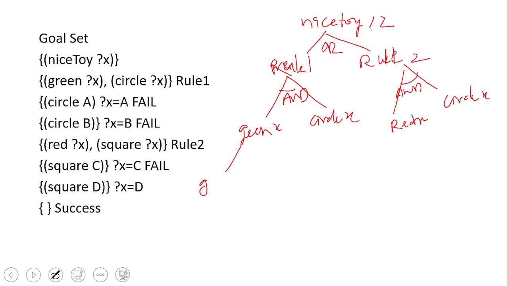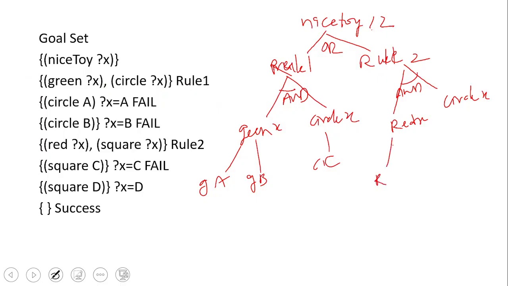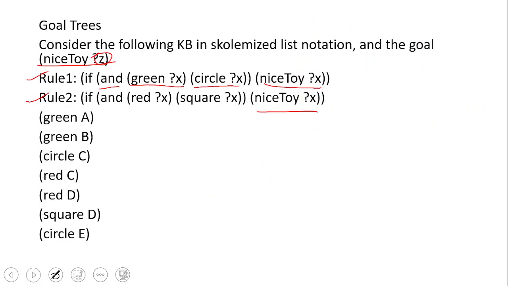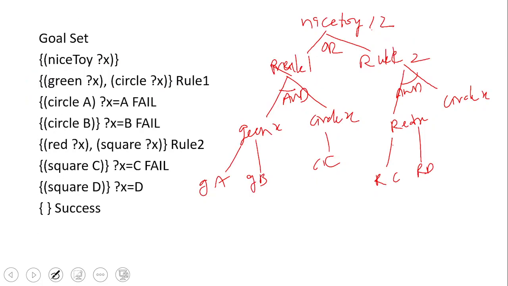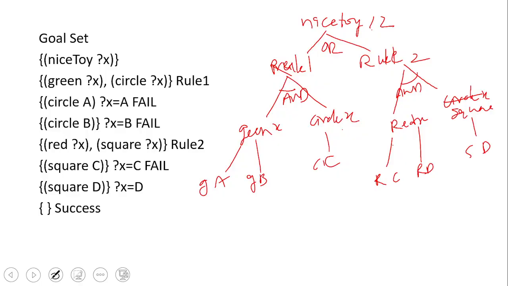This is the green A, green B they had given, and circle C. I'm not writing the entire thing: red C, red D, square D, and circle E. These are the given things.